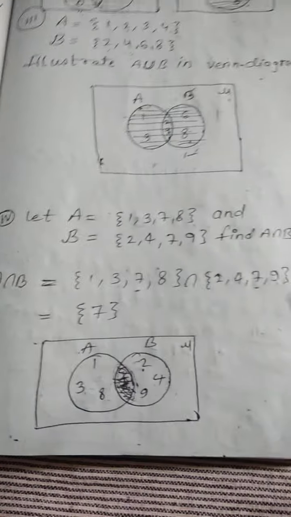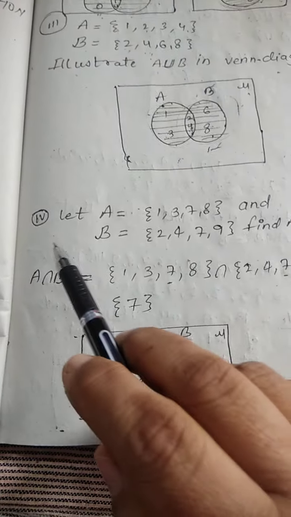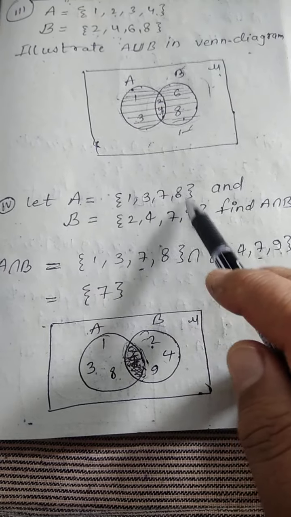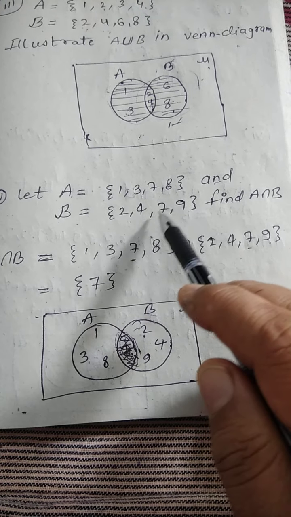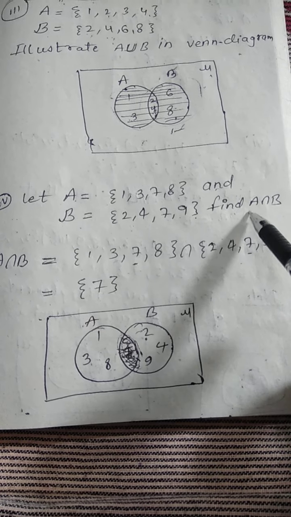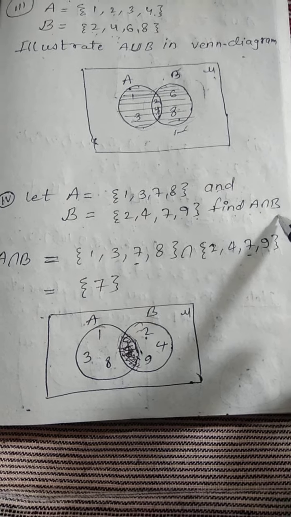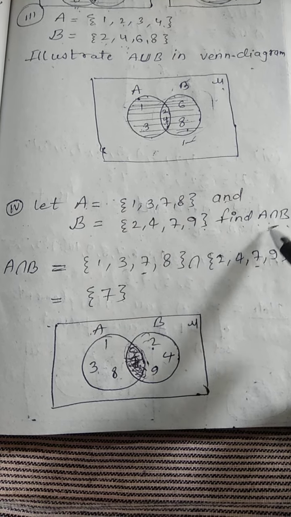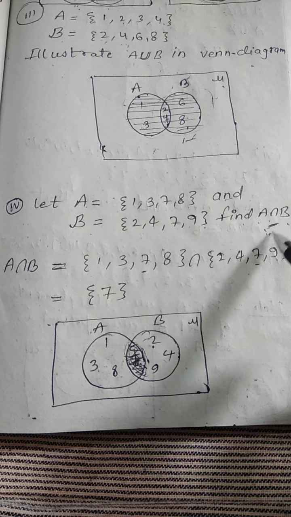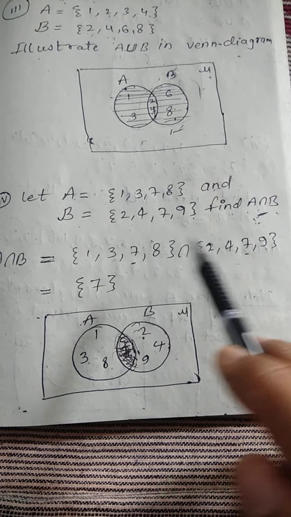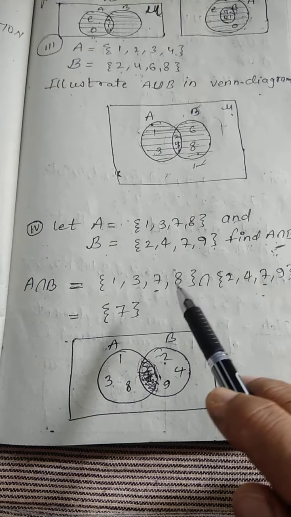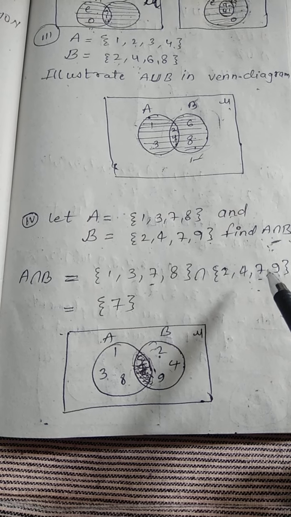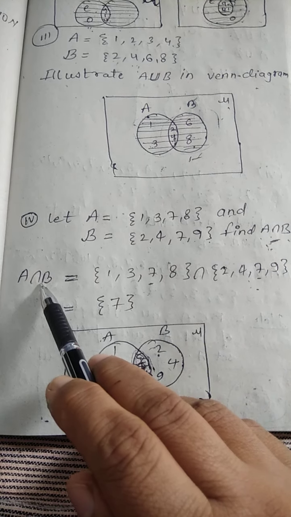Come to the next question. Here, the fourth question is A equals {1, 3, 7, 8}, B equals {2, 4, 7, 9}. Find A intersection B. Now we have to find the intersection. Intersection means common elements. What are the elements common in both sets? Yes, 7 is present in both the sets. Is there any other element? No. So A intersection B.